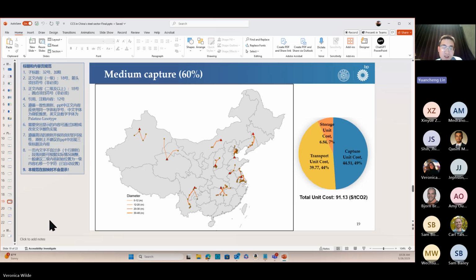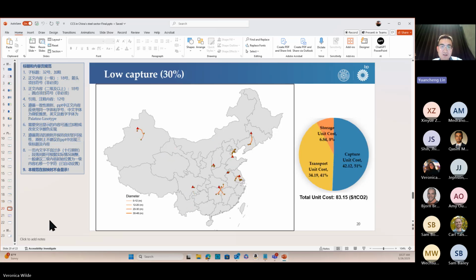But if you set the total capture target to the medium capture, which means reducing from 90% to 60%, you can find that the transport cost will be lower, at 44%. This means that sources that are very far from the storage sites will not be captured first, and only those sources that have nearby CO2 storage sites can be captured and transported. So the transport cost will be reduced to 44%. Okay, next slide.